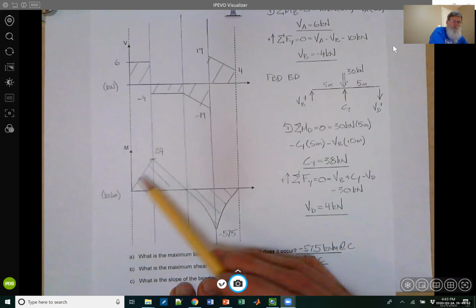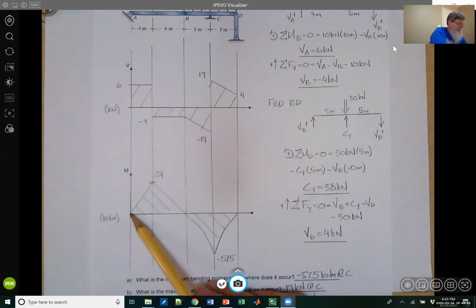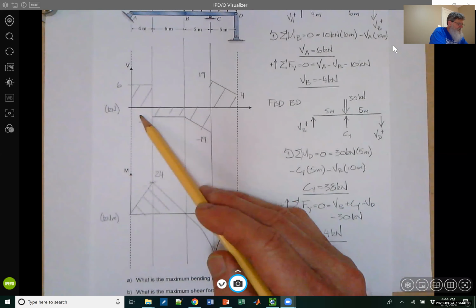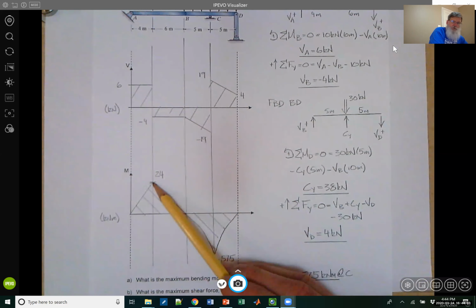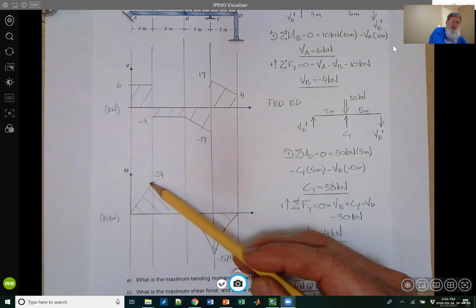So starting at 0, the change in moments, the area under this part of the curve, is 6 times 4, which is 24. So it goes from 0 plus 24. The slope of this curve is given by the shear. The shear is constant positive, constant positive.